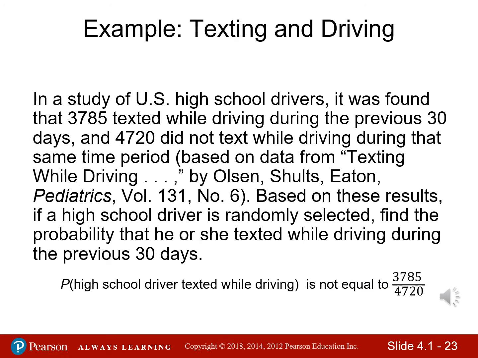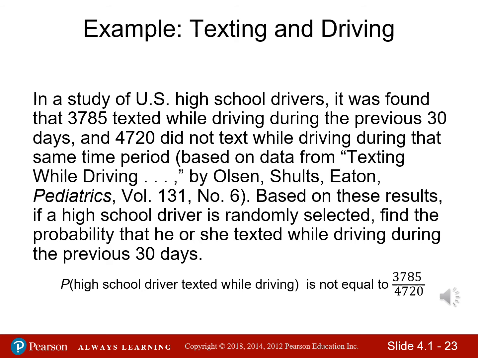Let's consider another example. In a study of U.S. high school drivers, it was found that 3,785 texted while driving during the previous 30 days, and 4,720 did not text while driving during the same time period. Based on these results, if a high school driver is randomly selected, let's find the probability that he or she texted while driving during the previous 30 days.